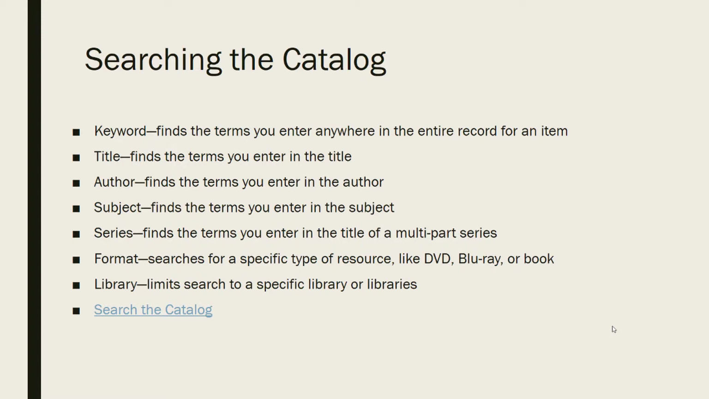Format, this can be really handy if you're trying to find just a book or just a DVD or just a Blu-ray. You can limit your search to a specific library. Most of the time you're not going to want to do that because you want to see what everybody has. Why would you just want to see what your library has when you can see what everybody has and use everybody's stuff? That's why we're a consortium.